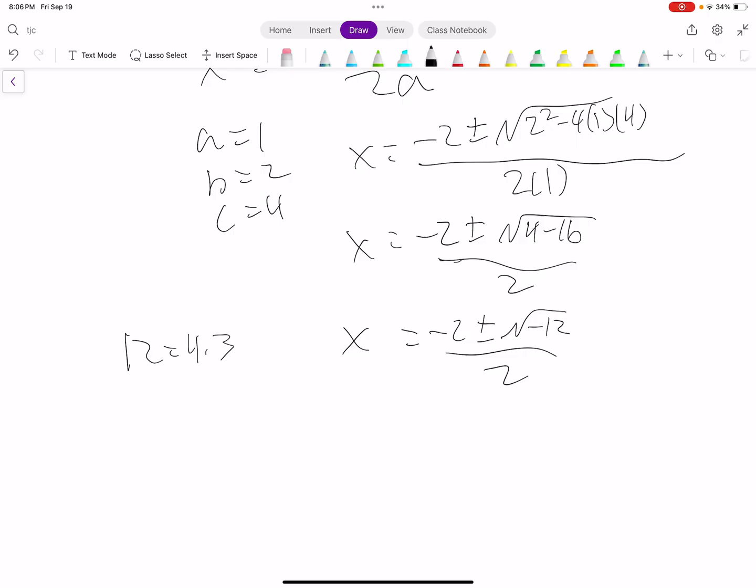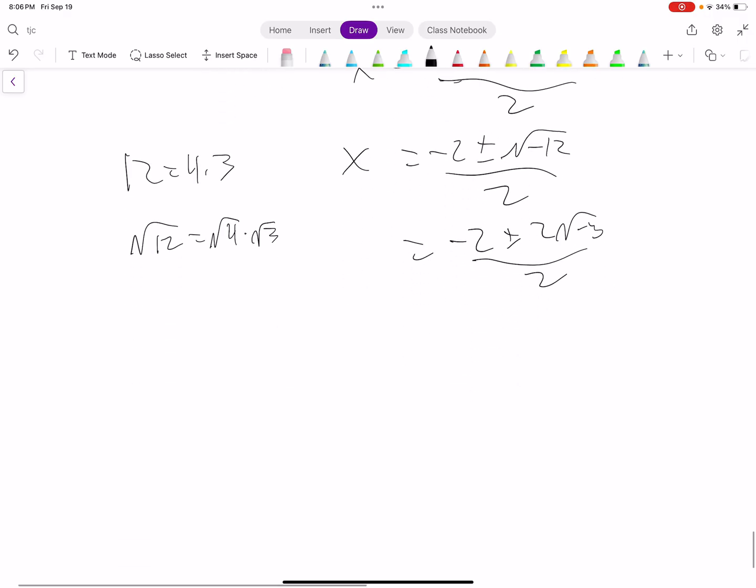We can take the square root of 4. So when you take the square root of 12, it becomes the square root of 4 times the square root of 3. That comes out, so we can reduce it to -2 plus or minus 2 square root of -3, over 2. Negatives inside a square root are imaginary numbers, they're i's. So it's going to be -2 plus or minus 2i square root 3, over 2.